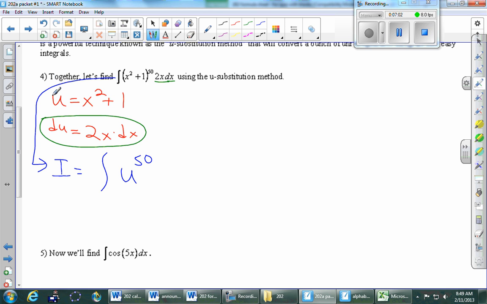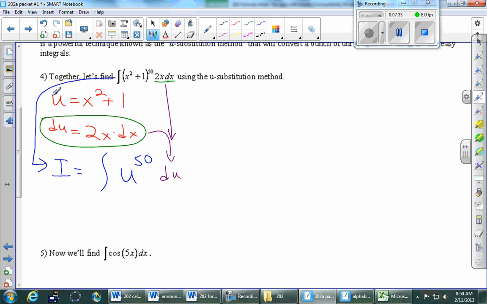Now in this case, the work is already done for me, right? What is 2x dx? It's du. It's just the derivative of u. So here we're just going to substitute. This 2x dx is really just du. So there's no funny business happening. Everything in the original integral is replaced to get something in our equivalent integral at the bottom.